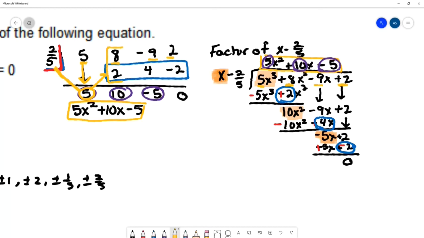Then you add these two numbers together to get this one. You multiply these two numbers to get that one. You add these two numbers to get this one. You multiply to get this one, and you add these two to get this one. And once you've done that process, the numbers that you get at the end, these are the coefficients that go on your polynomial.